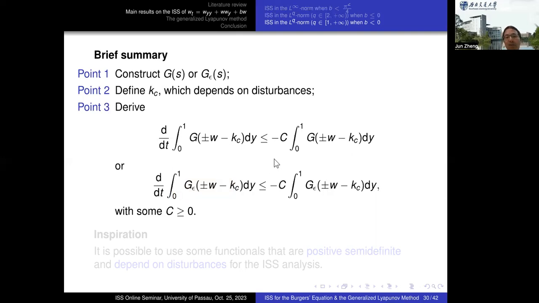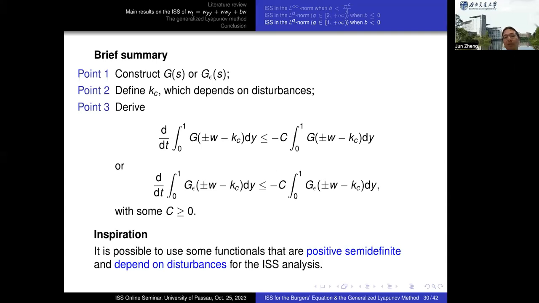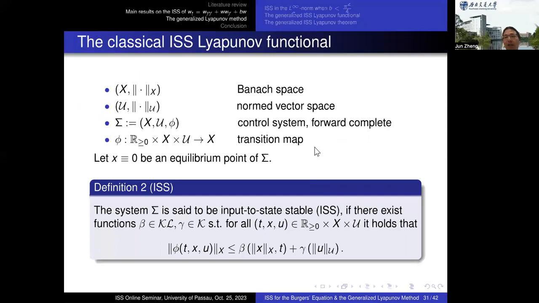So what inspiration can we obtain from the proof? Is it possible to use some functionals that are positive semi-definite and depend on boundary disturbances for the stability analysis? I would like to say the answer is positive. So in the following, I would like to show how to extend the proposed approach to the general case. In particular, I will introduce how to prove the ISS for a general control system by introducing a new notion called the generalized ISS Lyapunov functional.